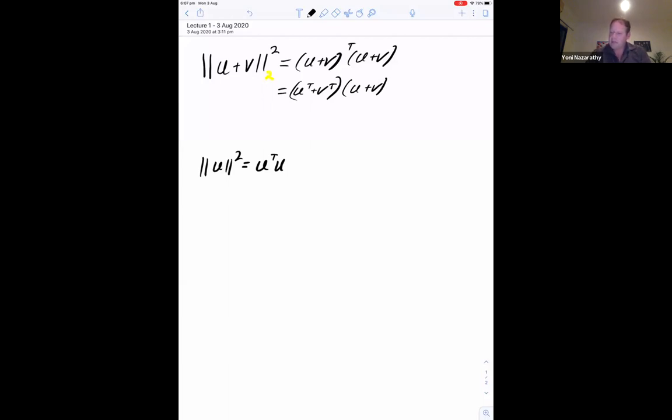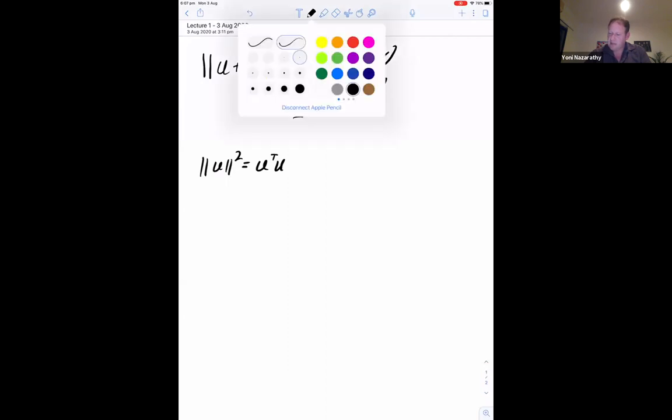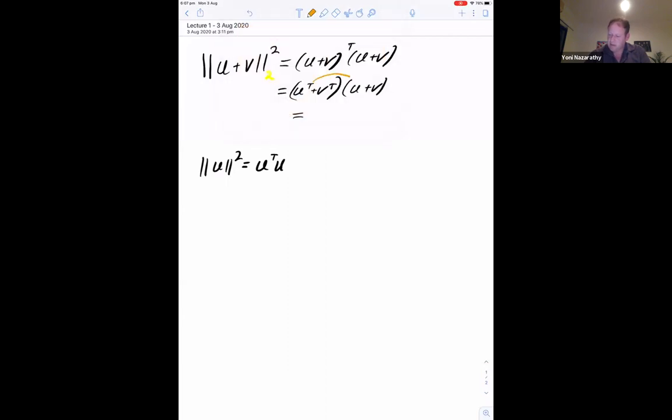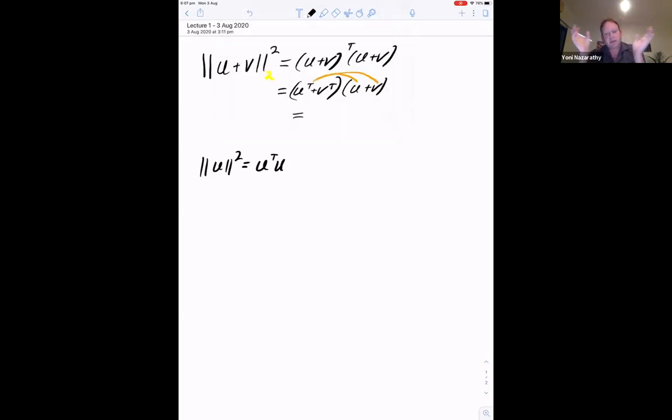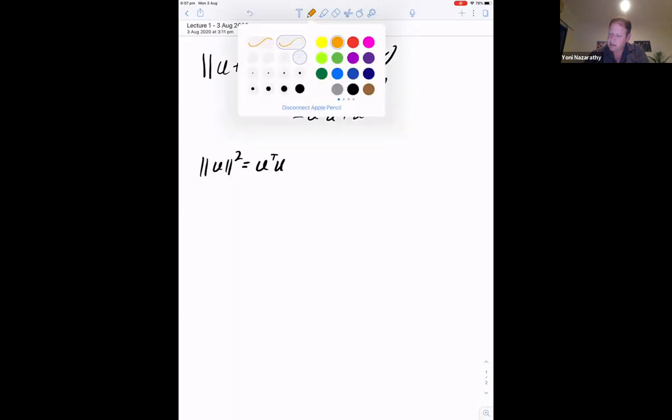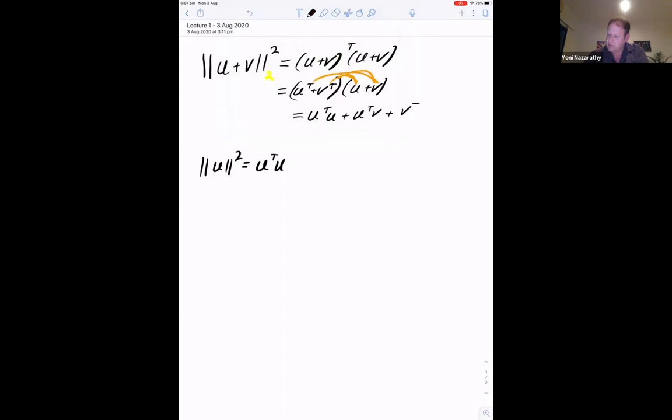That was this step. And then you can take this matrix, I'll call it a matrix even though it's just a row vector, and multiply it by that, and multiply it also by that. With matrix multiplication, even though these are vectors, we have to think about who's on the left and who's on the right. So u transpose u plus u transpose v. And then I can do this guy and maybe this guy, plus v transpose u plus v transpose v.